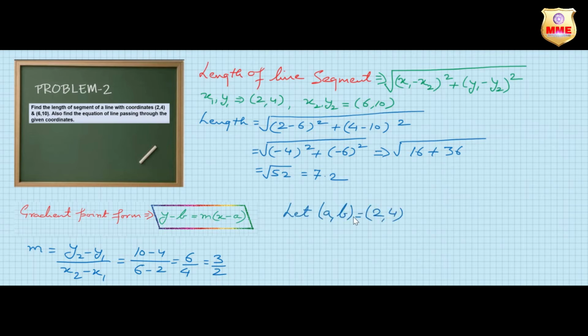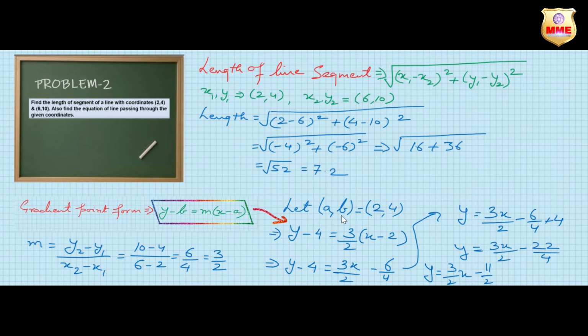Now we have considered a, b as any one of the coordinates through which the line is passing. So we have considered 2, 4 as the value of a and b. You can also consider the value of a, b as 16. The answer will remain the same for any of the coordinates. Now as you can see here, I have placed the values of a, b and m in this particular equation, and we get the final equation as this one, y equal to 3 by 2x minus 11 by 2.